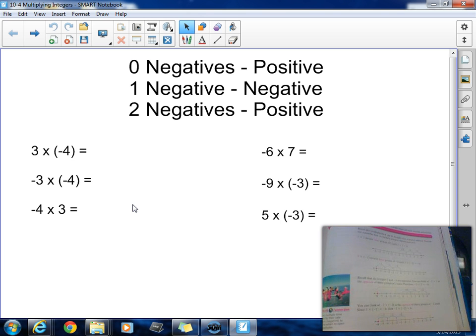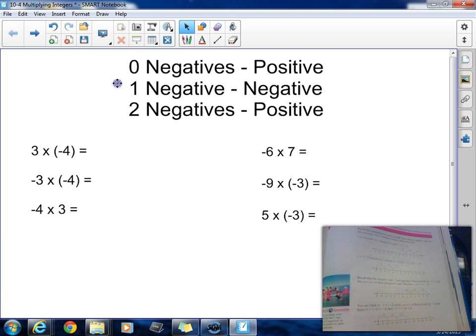Now, when we were working on TCAP standards, hopefully you remember this rule. You see the rule right here on the board. 0 negatives, the answer is positive. 1 negative, the answer is negative. And 2 negatives, the answer is positive. You can also say it like this. I believe Miss Sanders next year will teach it like this. Same sign positive, different sign negative. Even the book says on page 510, same sign positive, different signs negative.